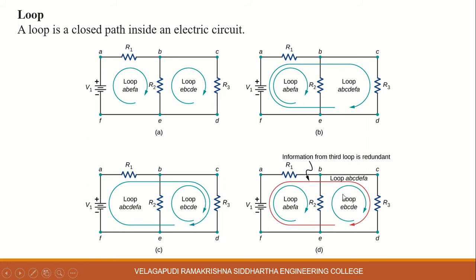Figure D has a closed path from node A to node F, and two closed loops. This one is one closed loop, and this one is another closed loop. So the information from the third loop is redundant. The third loop is not required here because it is already indicated by loop 1 and loop 2. There is no need to place the entire loop of this circuit.